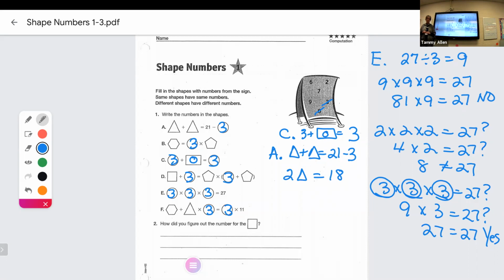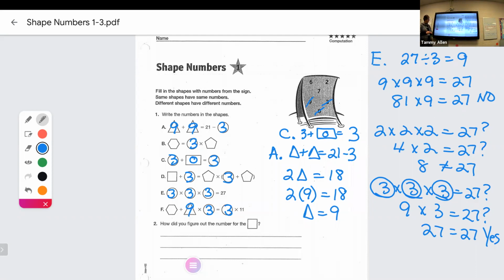So how would we solve that? Multiply 9 by 2. So 2 times 9 equals 18. So our triangle has to equal 9. Everywhere we see a triangle, we're going to fill in a 9. Use up our 9.